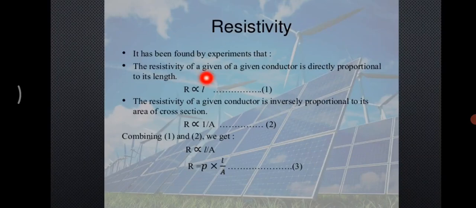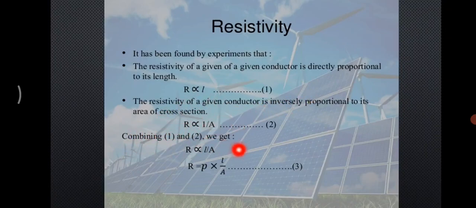It has been found by experiment that the resistance of the given conductor is directly proportional to the length of the conductor. So as we have written, R is directly proportional to L. Second, the resistance of the given conductor is inversely proportional to the area of cross section, as we have seen that thickness is also a factor. The resistance depends on the thickness. If thickness is more, resistance will be least. If thickness is less, then you are going to find more resistance.